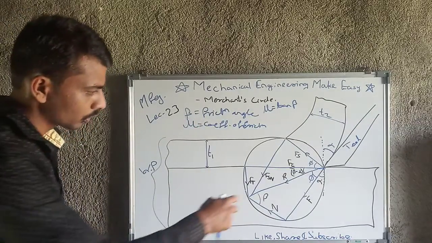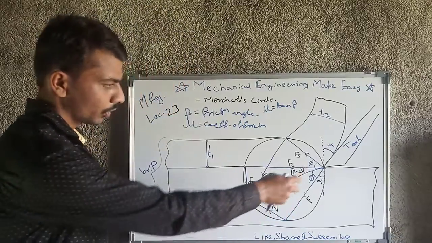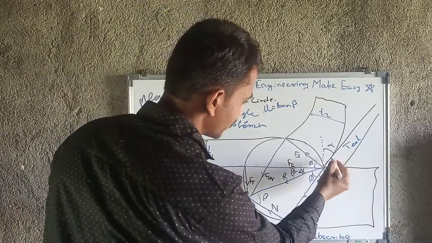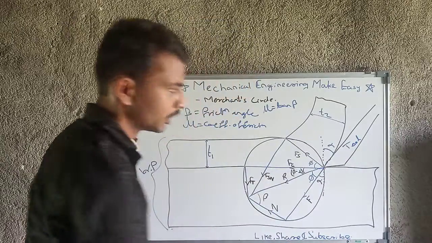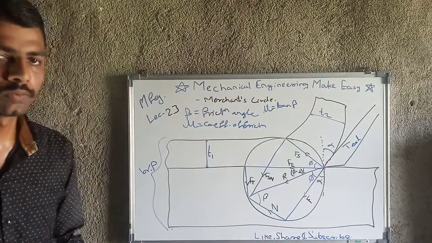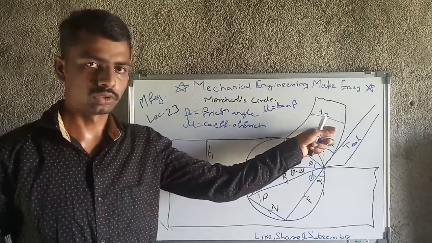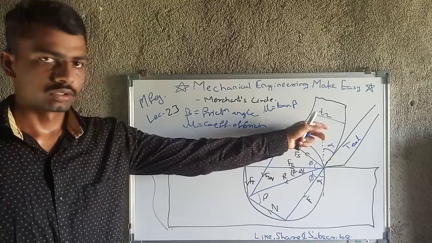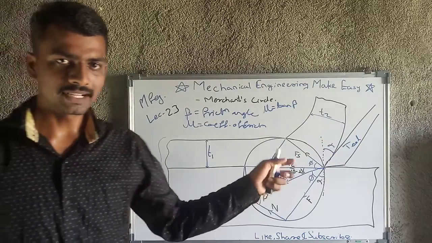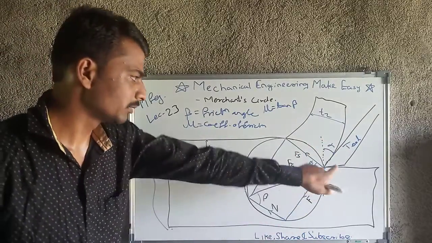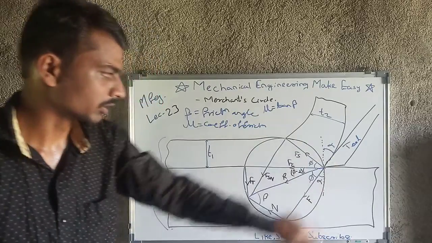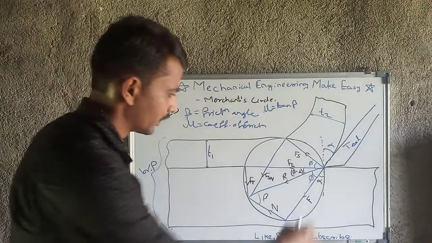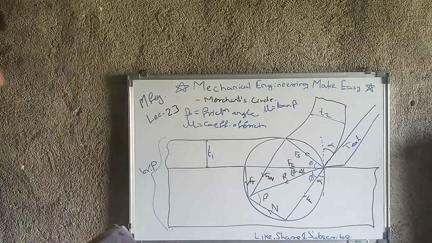Then we have looked at all the forces. Draw this figure; this figure is very important. This is the tool, and here the built up edge may occur. That depends on which kind of chip is there. If the chip is continuous with a built up edge, then the built up edge will develop here. This is all about the Merchant circle. Draw this circle and denote all the forces there.